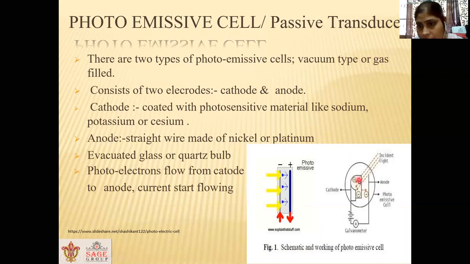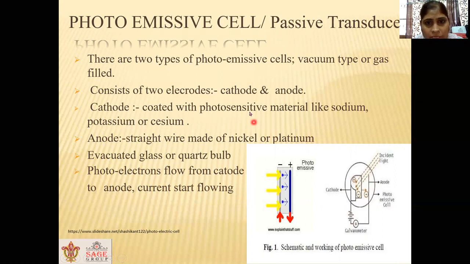Similarly, here you can see this is a cathode which is connected to the negative terminal of the battery, and this is a simple wire, and this is acting as an anode which is connected to the positive terminal of the battery. A galvanometer is connected here.